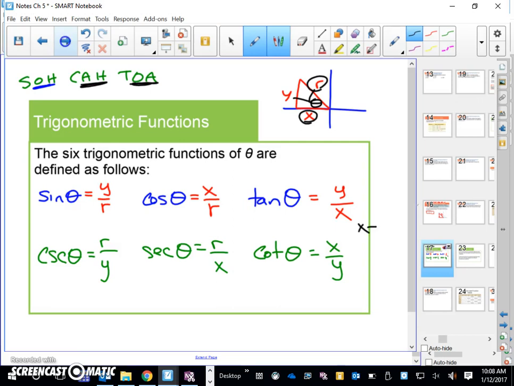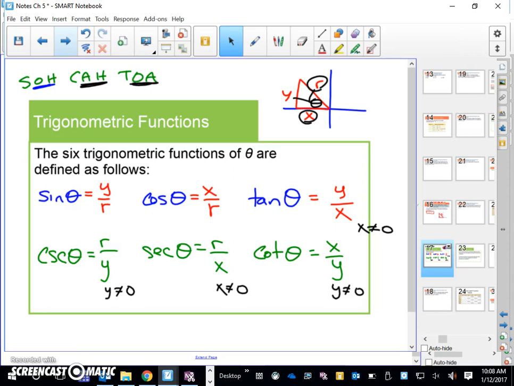Now, something to add on to there. When x is on the bottom, that formula only works when x is not 0. And when y is on the bottom, same thing. This formula only works when y is not 0. Otherwise, it's going to be undefined. We don't have to worry about that for r, because r will never be 0. If you think about r as being the radius of a circle, you can't have a radius of a circle be 0. So there are your 6 trig functions.